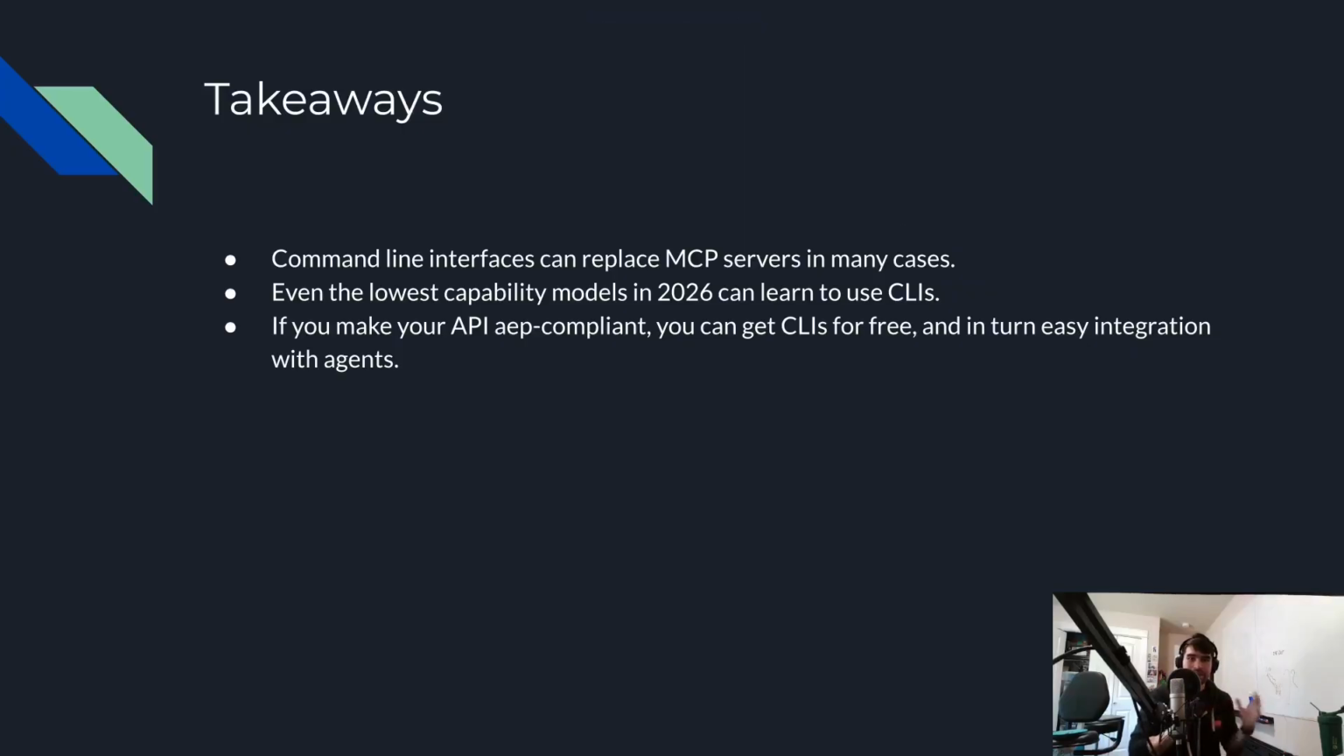Here's my takeaways. I hope this is interesting. Basically, I think we've shown that command line interfaces can be used to replace MCP servers sometimes. They give you that type of functionality, and they're self-describing, so it's pretty easy for agents to figure out what type of capabilities exist and how to use them. I think I've shown that even the smallest, lowest capability models can learn to use CLIs as well. And in particular, if you make your API AEP-compliant, you can get these CLIs for free, and the integration with agents is really straightforward. And you can make your life a lot easier.